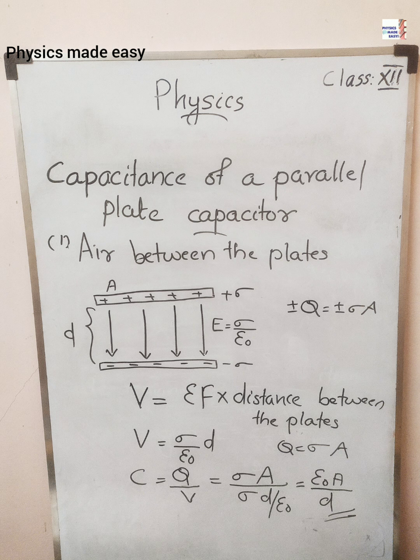So capacitance of a parallel plate capacitor, if air filled between the plates, means capacitance is equal to epsilon 0 A by D. From this we can say the capacitance of a parallel plate capacitor depends on the area of the plates, the distance between the plates, and the permittivity of the medium between the plates.